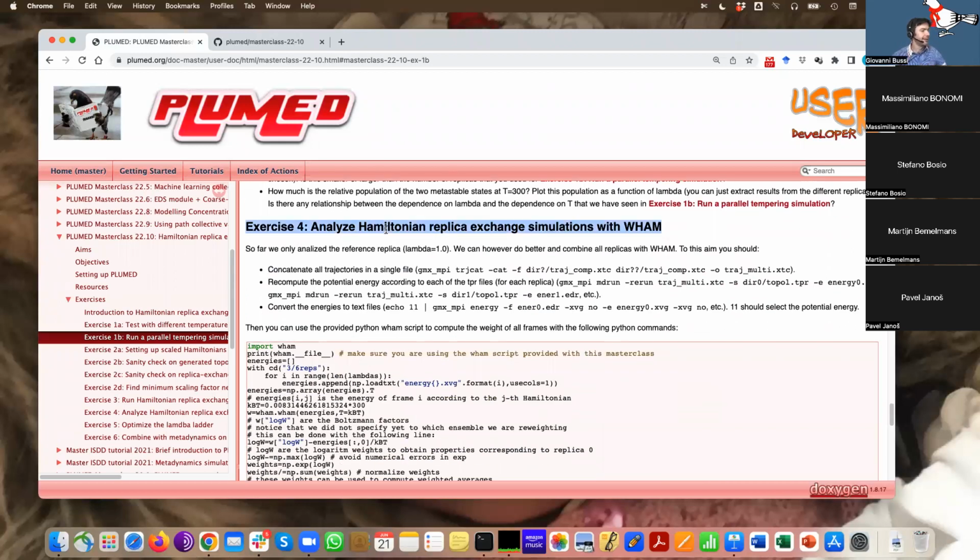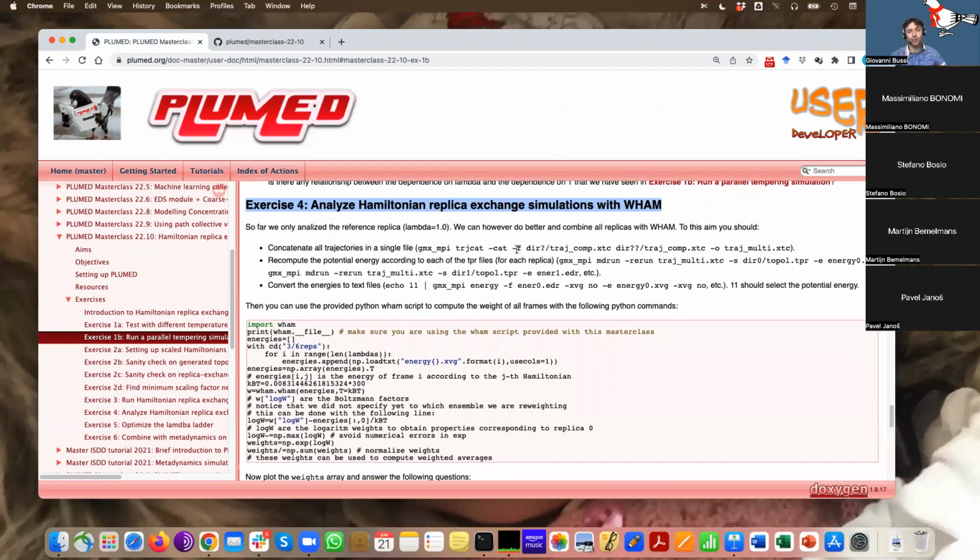Next point is combine these simulations with WHAM. So whenever you have multiple replicas methods, you can combine all trajectories and then use WHAM. And here we are using binless WHAM to compute weighting factors for all the frames of the trajectory. So again, the easiest thing is to analyze the reference replica, the one at 300 Kelvin, but you can put all of them together and compute weighting factors. And here you have some guideline. If you learned how to use WHAM already from previous master classes, it's not so different.